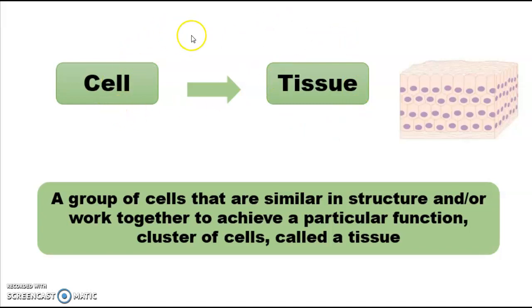When all the structurally similar cells come together and combined to form a particular type of function, then we call it as a tissue. For example, you can see this is the tissue structure. So here one cell, two cell and similar type of cells. All the cells are similar and they combine to form a particular tissue that form a particular function. So this is known as tissue only.